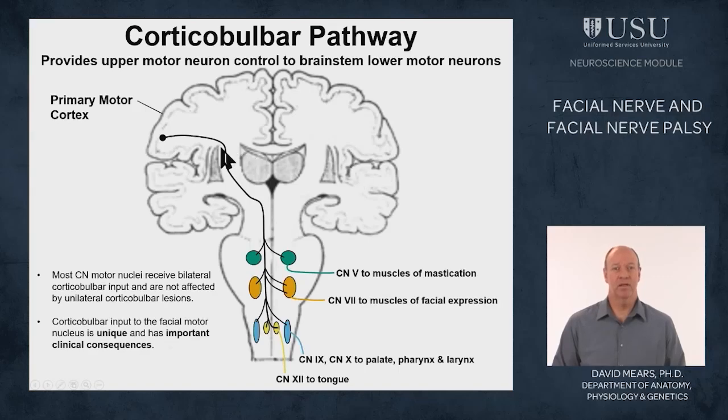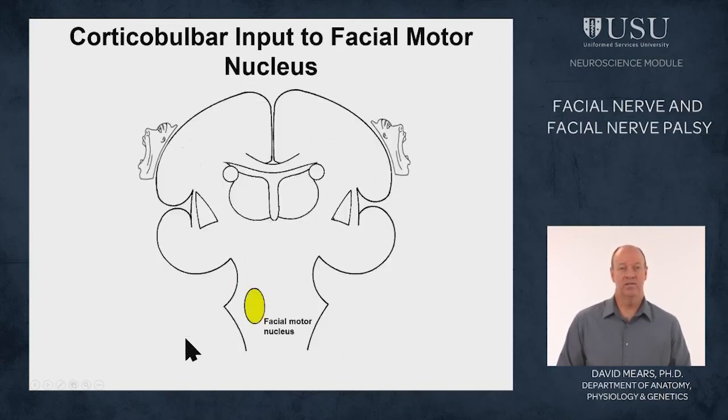So with this type of lesion in the corticobulbar fiber, we won't have trouble, for example, moving our tongue, jaw muscles, swallowing, speaking, things like that. But the facial motor nucleus is unique, and its unique pattern of innervation is going to have important clinical consequences. So we need to look at this in more detail.